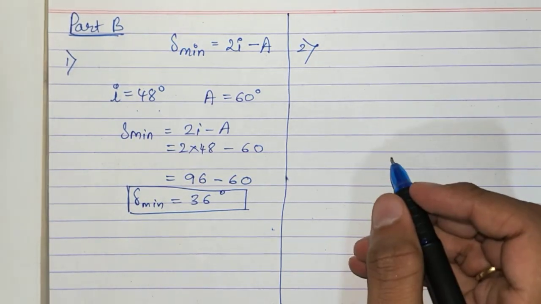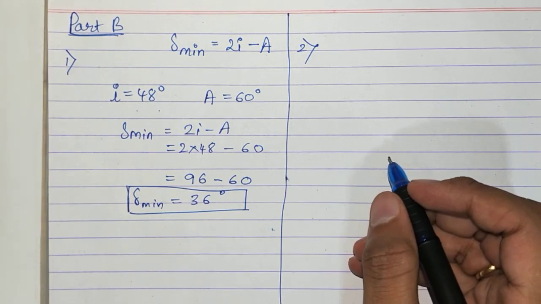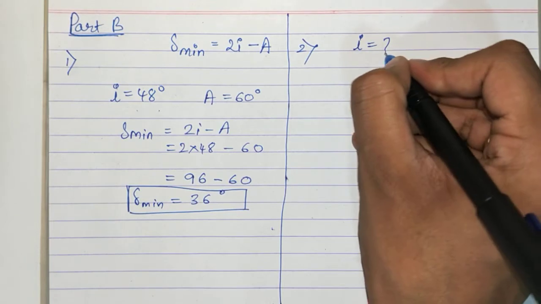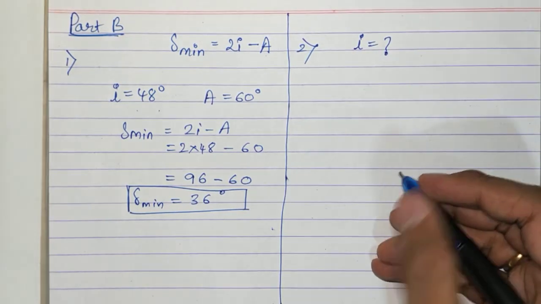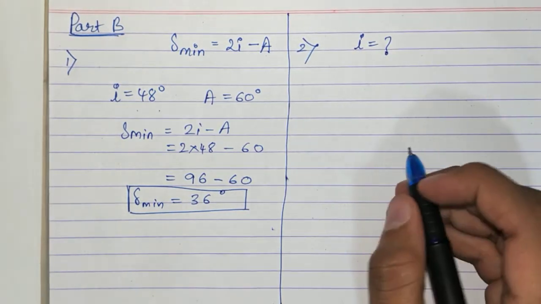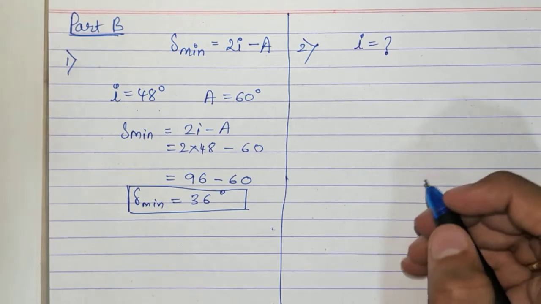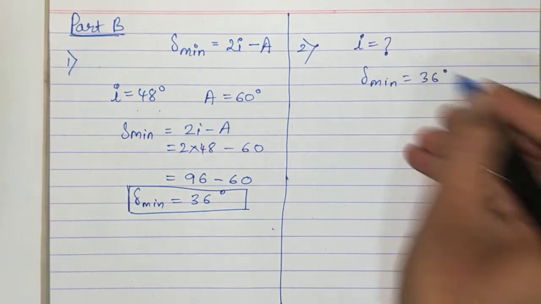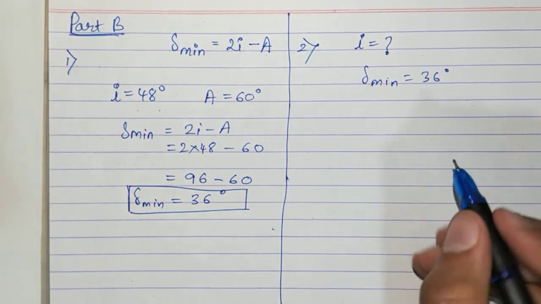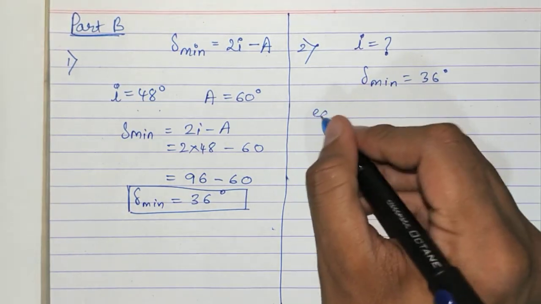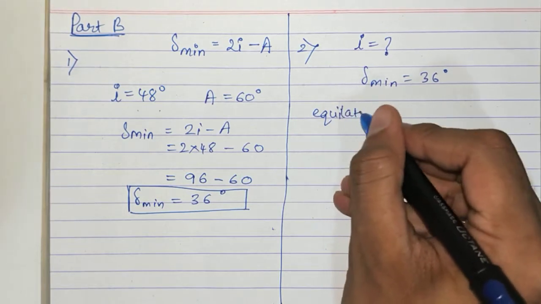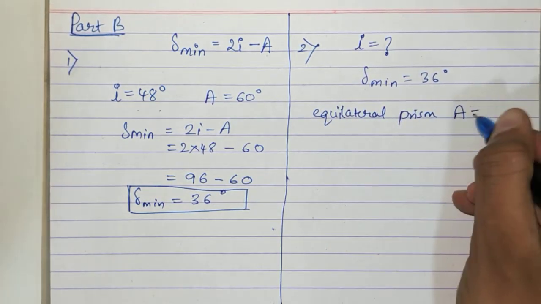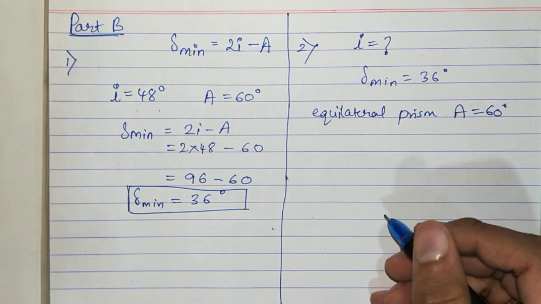The second question says, what should be the angle of incidence? You have to find the value of i for a ray of light which suffers a minimum deviation of 36 degrees through an equilateral prism. Equilateral means what angle? An equilateral prism means the angle is 60 degrees.